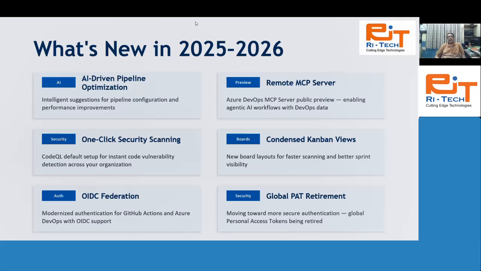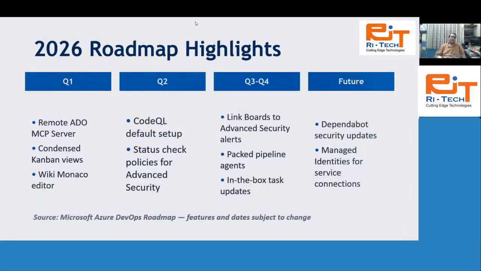So one tool is retired in 2025-26. That's the PAT. So PAT is called Personal Access Tokens. This was a secure authentication mechanism used before. Now we are using OIDC. So PAT is retired. PAT stands for Personal Access Tokens. And moving towards more secure authentication, Global Personal Access Token is being retired. The PAT is retired here in 2025-26.